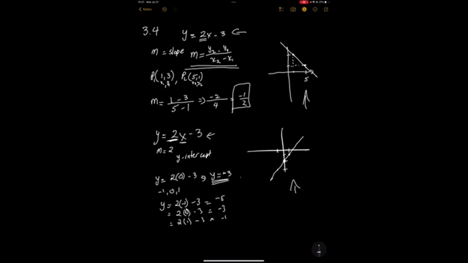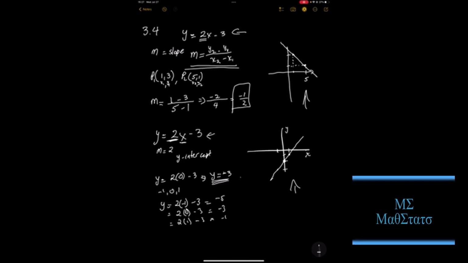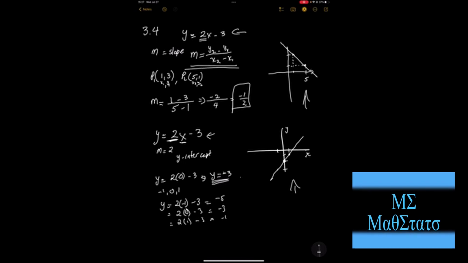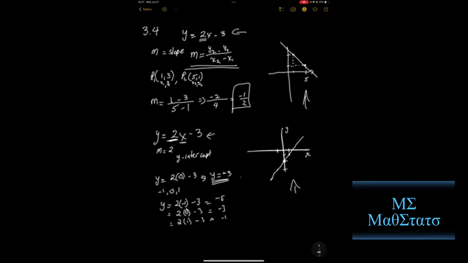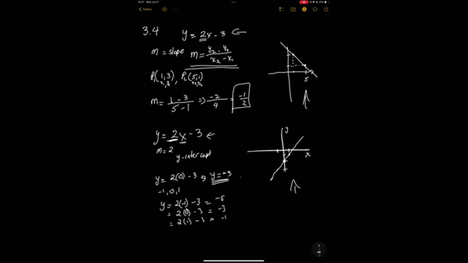You see that? Wherever the graph crosses the y-axis, this is the y-axis and this is the x-axis. This is the y-intercept.